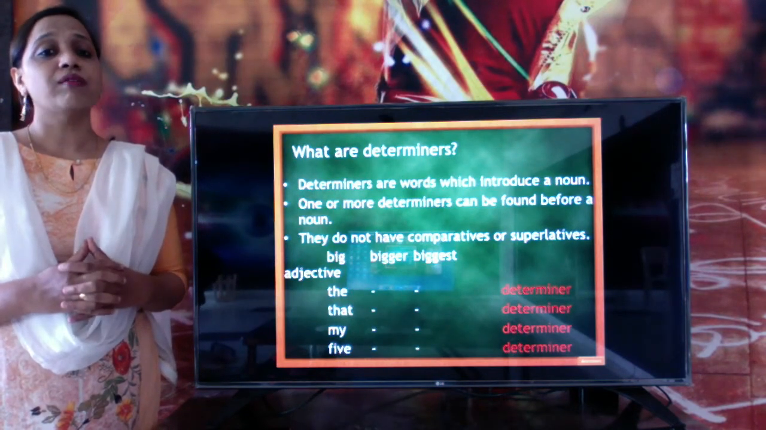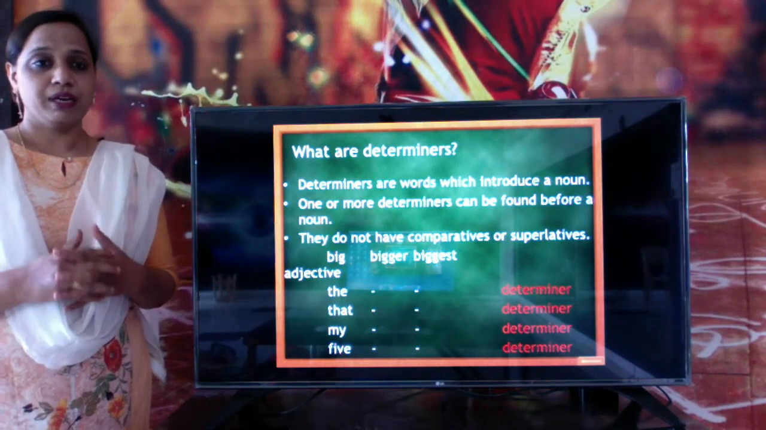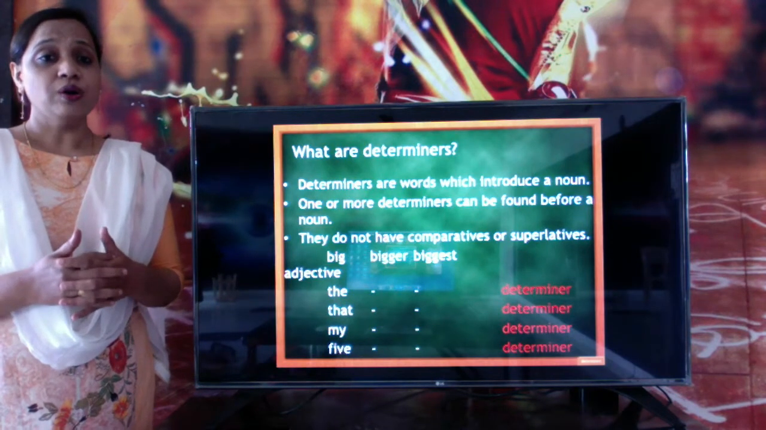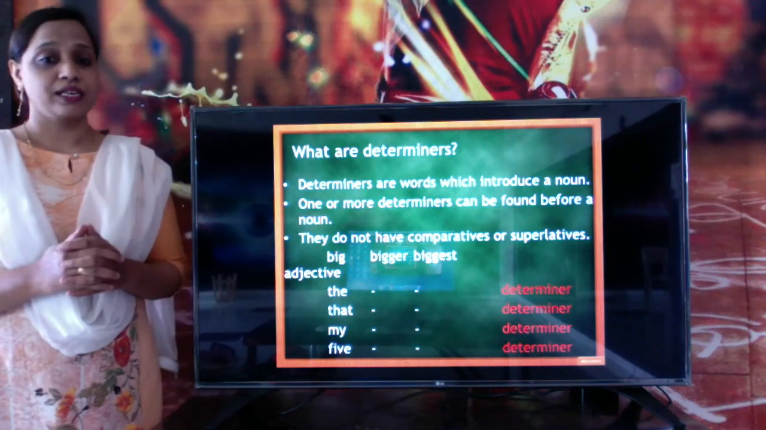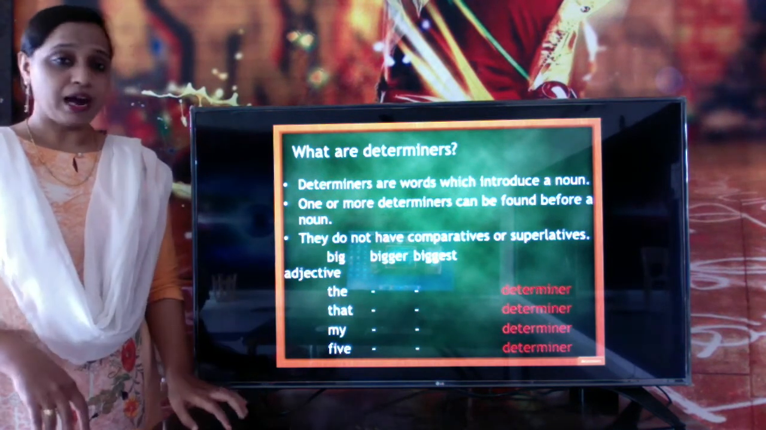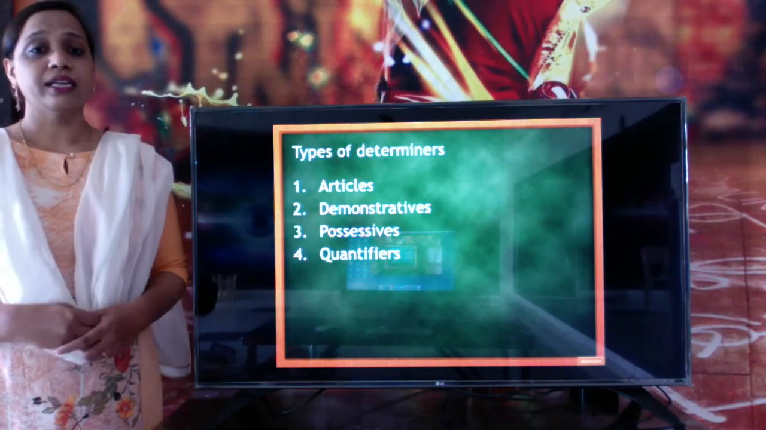They do not have comparative or superlative degrees like big, bigger or biggest. Clear? So, they are adjectives, but they are different kinds of adjectives. So, you can see the, that, my, five. Such words are what? They are determiners.